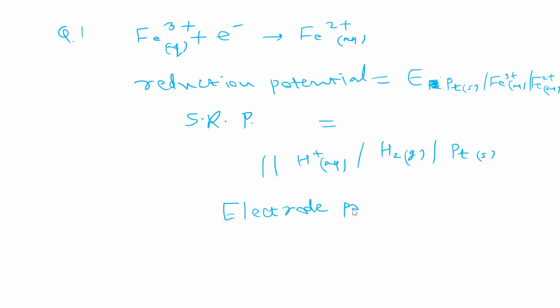So what is the representation symbol of the electrode potential here? E, it will be E, H plus aqueous, then H2 gas, and then platinum solid. Correct. So following the sequence we write in the representation, we can use it to represent the electrode potential also. Okay, now we are taking the next thing, that is cell potential.